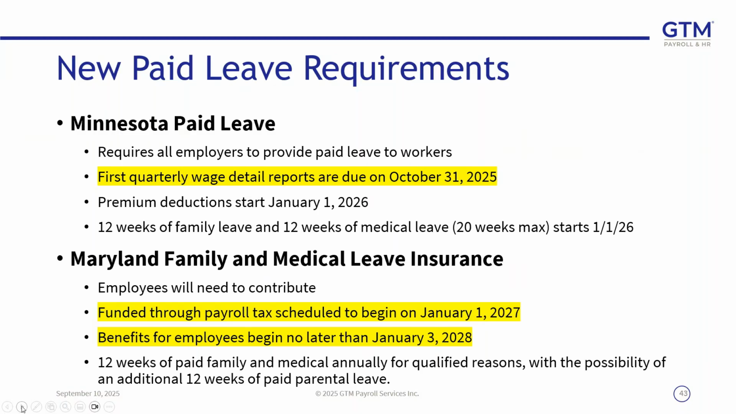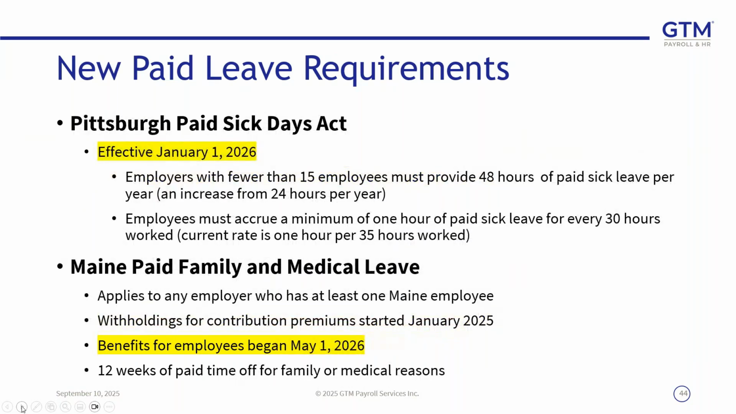As mentioned earlier, Maryland has delayed the implementation of its family and medical leave insurance program. Payroll deductions won't begin until January of 2027, with benefits for employees starting no later than a year after. A couple of significant changes to Pittsburgh's Paid Sick Days Act will affect household employers. Starting January 1st, the amount of paid leave available to employees doubles from 24 to 48 hours, and they will accrue paid leave at a faster rate. In Maine, benefits for household employees are now available under that state's paid family and medical leave program.